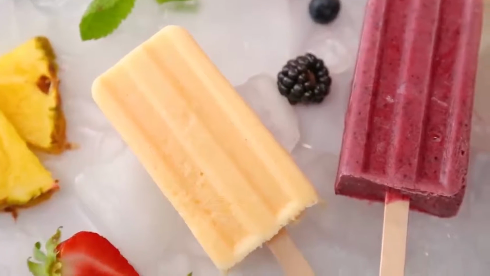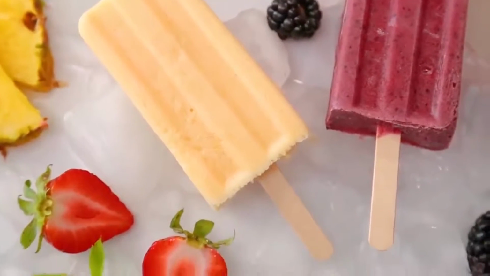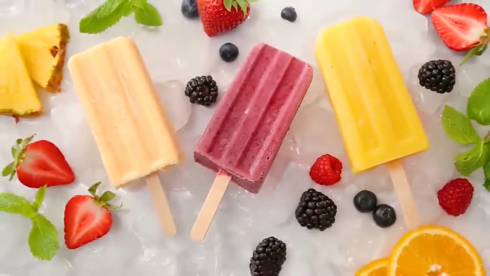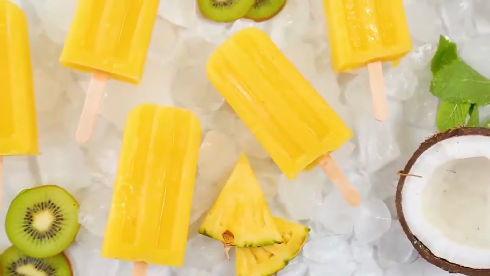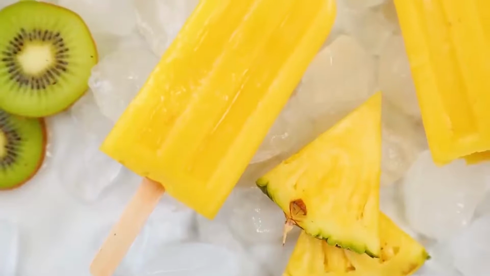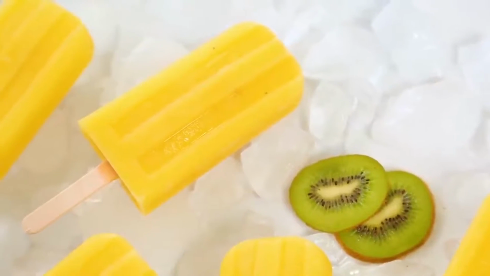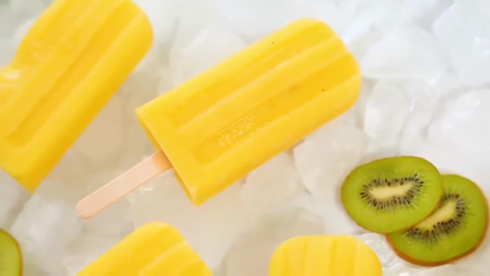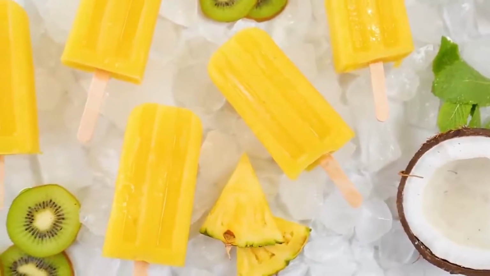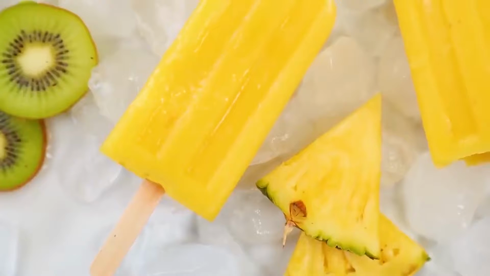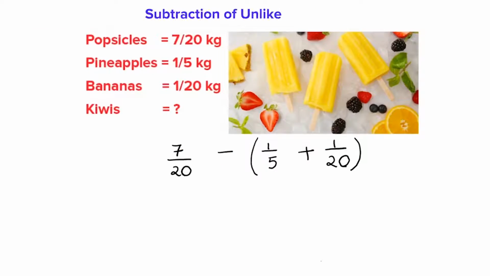Like addition, we can also subtract fractions. So let's try an example. To make 7 upon 20 kg of these mouth-watering Hawaiian popsicles, a master chef used 1 upon 5 kg pineapples, some kiwis and 1 upon 20 kg bananas. To find the amount of kiwi that was added to these delicious popsicles, we need to subtract 1 upon 5 plus 1 upon 20 from 7 upon 20.